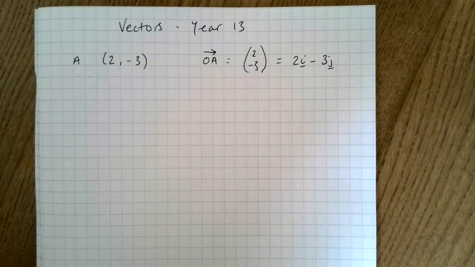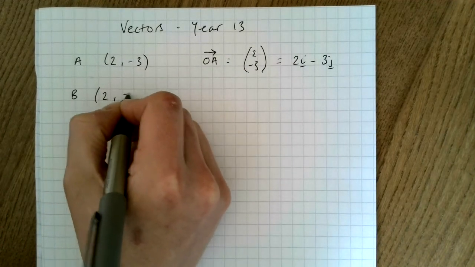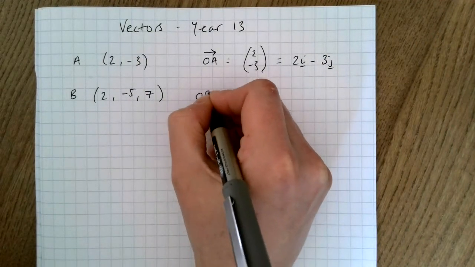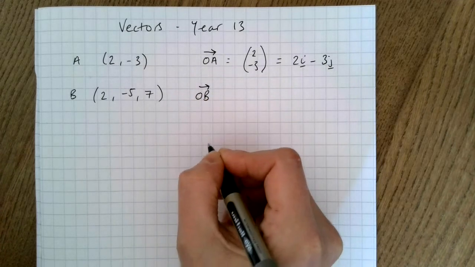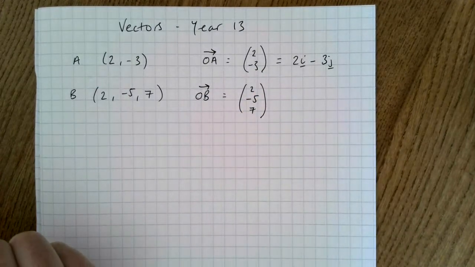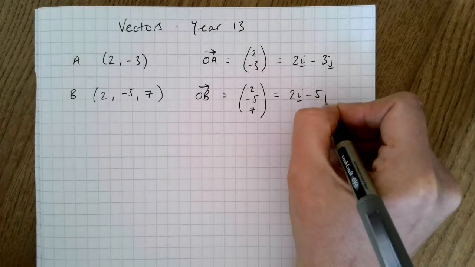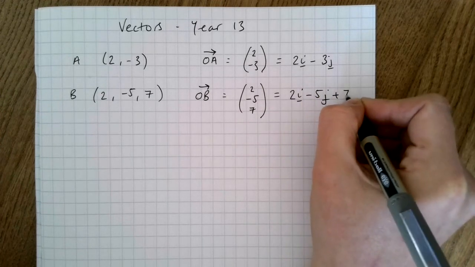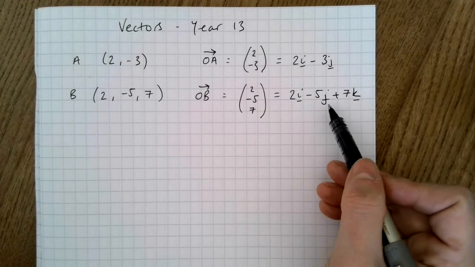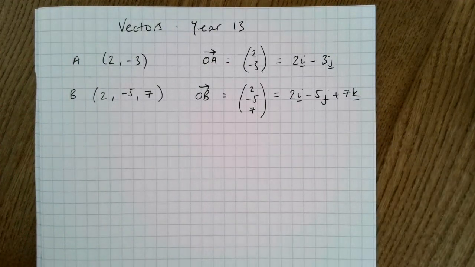So in Year 13, you just do that in 3 dimensions. So say we have the coordinate B, (2, -5, 7). Then the position vector of B, taking us from the origin to B, would be (2, -5, 7) if we write it as a column vector, or it would be 2i minus 5j plus 7k. So this time we have a k as well: i is in the x direction, j is in the y direction, k is 1 unit in the z direction.